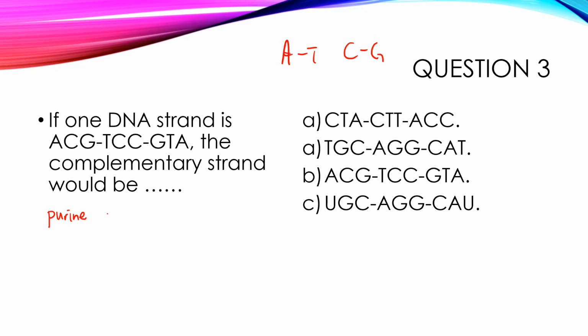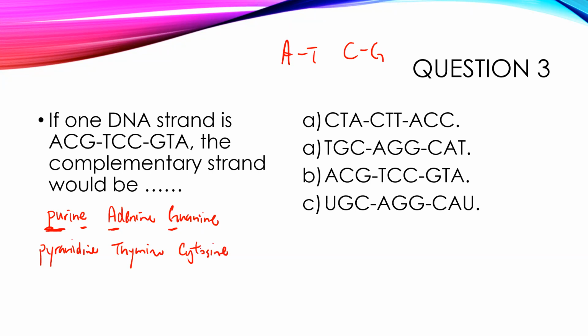Okay, so purines are adenine and guanine. Right? The acronym for that is "pure as gold," right? That's how you can remember that. And then the pyrimidines are thymine and cytosine. Okay, and of course that includes uracil as well.